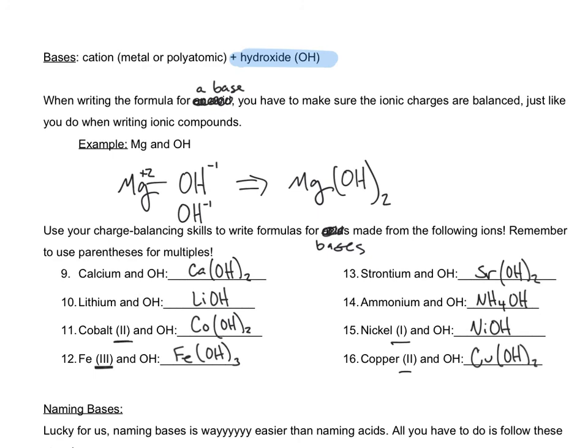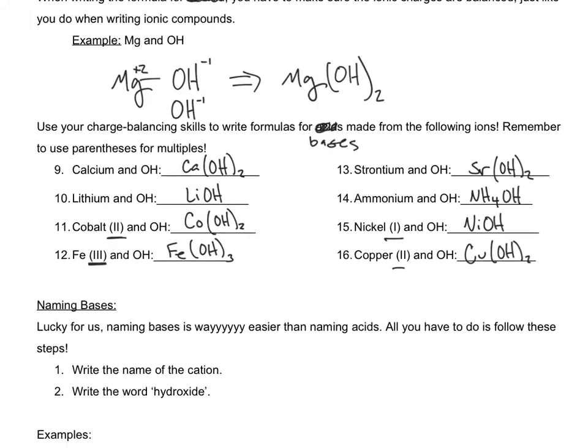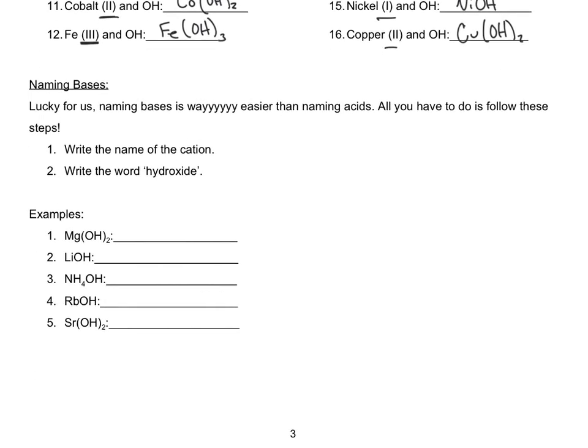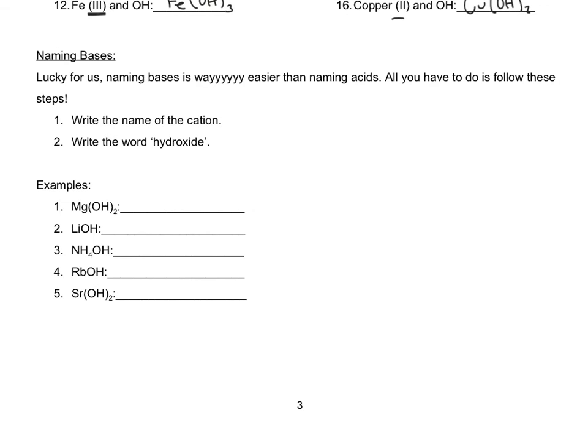And there you have it. That's all the answers. Hopefully you got them right. Hopefully you know how to balance by now. If you don't, go rewind the video, try to figure it out, or email your teacher. Moving on down to naming bases. Naming bases is so much easier than naming acids, and really it's the same rule as naming ionic compounds.